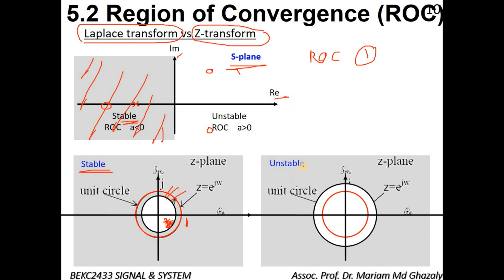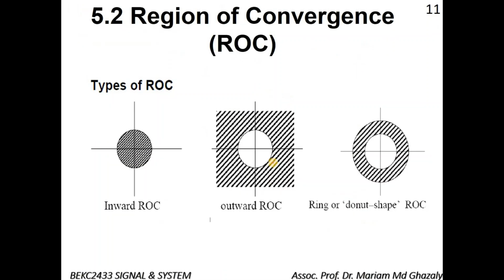In contrast, if you see this right diagram here, I have the unit circle 1 over here, which is the red circle. However, this area which is highlighted with gray does not include the unit circle. So it means that the system is not stable. Okay?